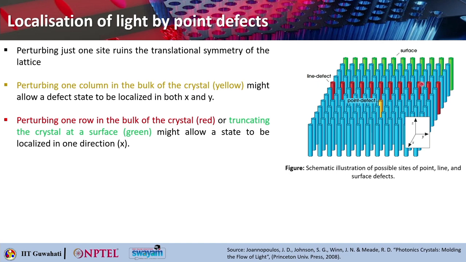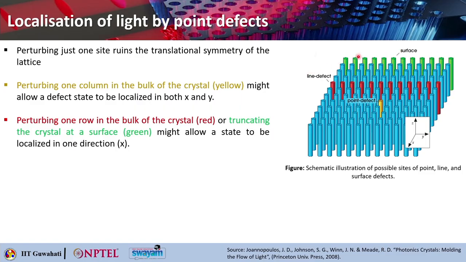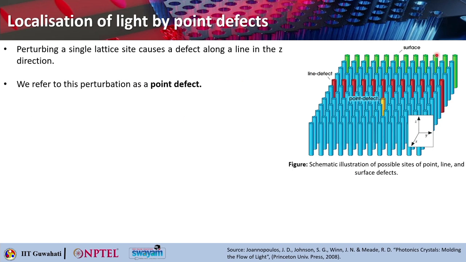one particular row, perturb means either you remove that particular column or you replace those columns with a different kind of material or different size and shape, so that they look different from the rest of the lot. So that can actually work as a line defect. You can also truncate your photonic crystal like this, and that will also allow you to localize in one particular direction. Here it is in the x direction, right?